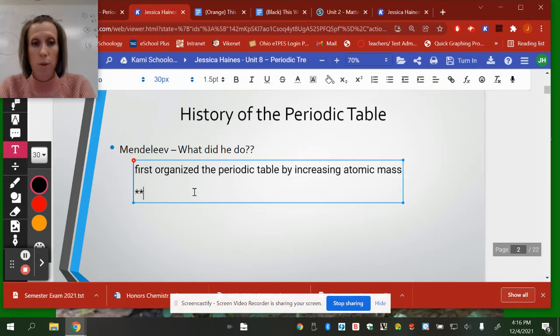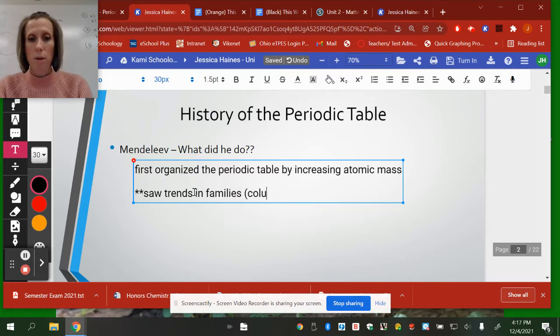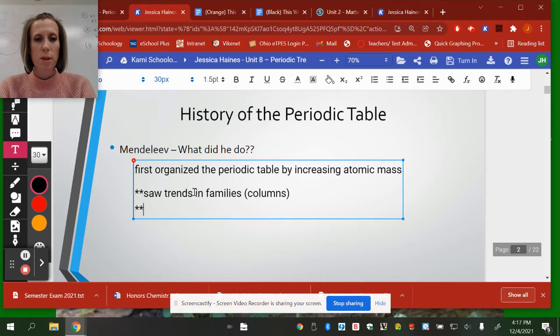So what did he do once he had this? He came across a lot of things. He came across the fact that a lot of families had similar properties. So when he designed it this way, there were a lot of columns. He saw trends in the families. What we know as the families today are the columns on the periodic table. And another thing that was interesting about what he did was he saw there were holes for "missing elements." I'm going to put that in quotes, missing elements.